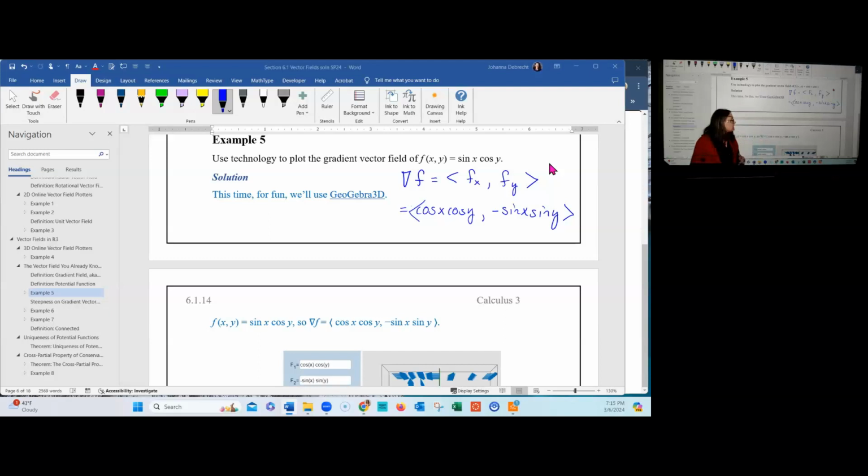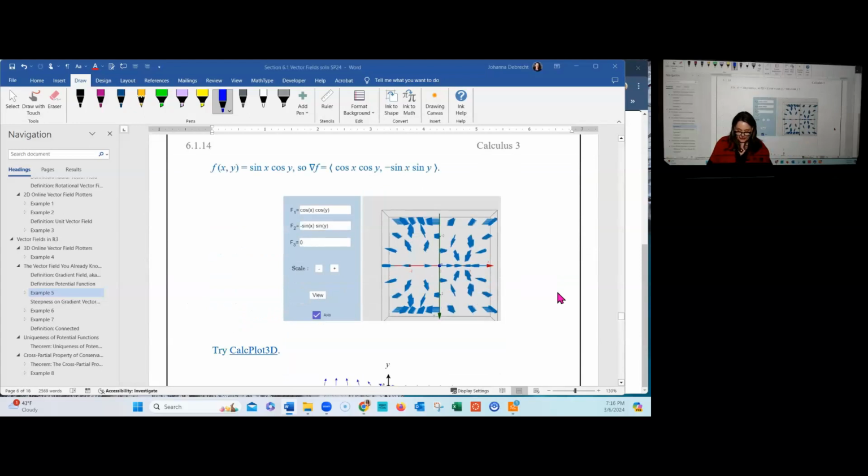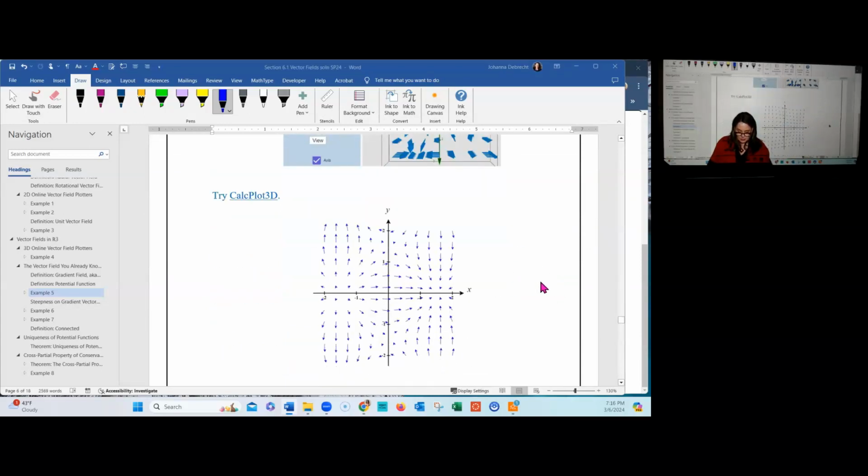When you take the partial derivatives, remember that you're going to have to take the partial derivative with respect to x for the first component and the partial derivative with respect to y for the second component. And that gives us the vector field cosine x cosine y for component 1, negative sine x sine y for component 2. This gives us a two-dimensional vector field, and this is what it looks like in GeoGebra 3D, and this is what it looks like in CalcPlot 3D.